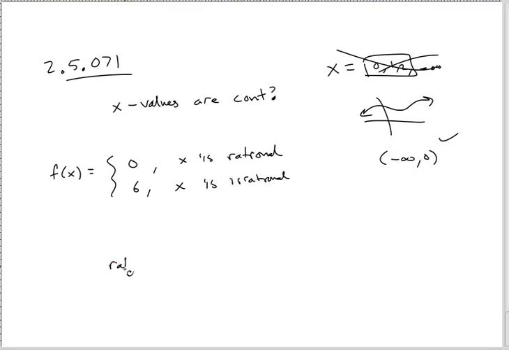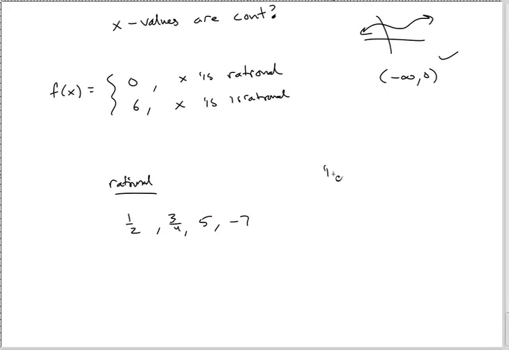Let's talk about rational numbers for a second, okay? That would be like 1/2, 3/4, I don't know, 5, because it's 5 over 1, -7. These are all rational. Irrational would be something like square root 2, square root 3, that kind of stuff. Now, they're not including e, that's another one. E, pi, there you go, there's another one. They're not including i's.